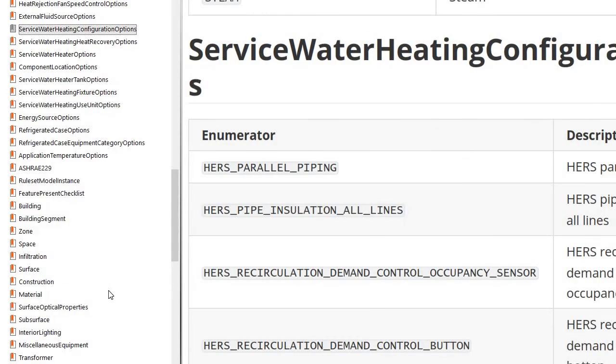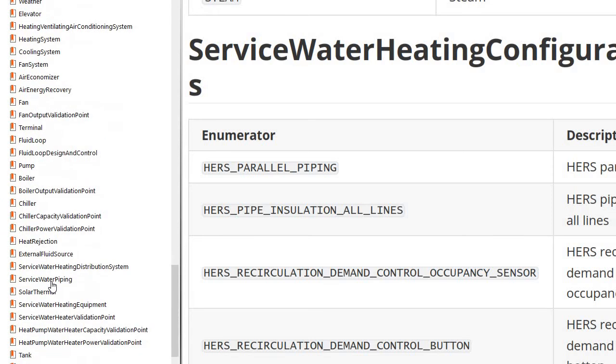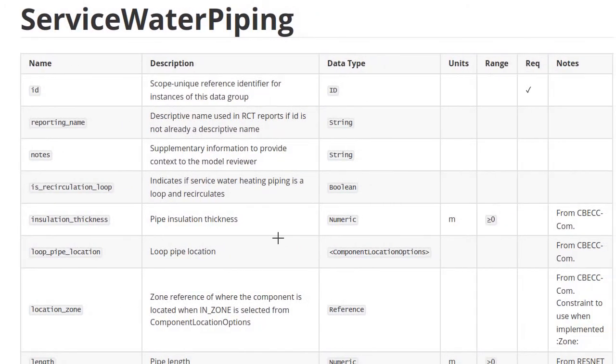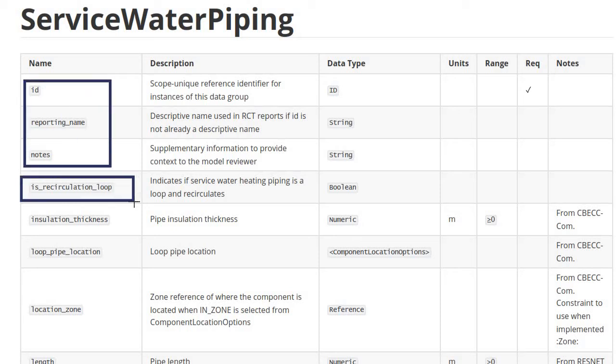So the second data group we want to cover today is service water heating piping. If you remember, the distribution system references the piping system, and then the piping system can actually reference other piping. So again, it has an ID, reporting name and notes, an indicator of whether it's part of a recirculation loop. So that's a yes or no for that. The insulation thickness, which is a numeric value.